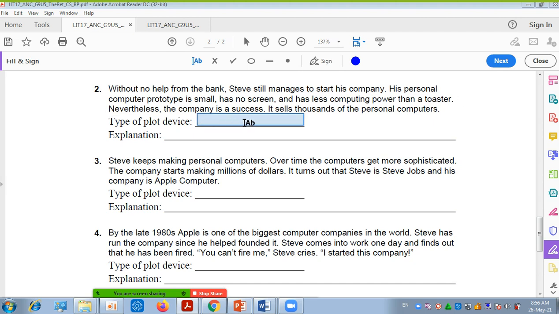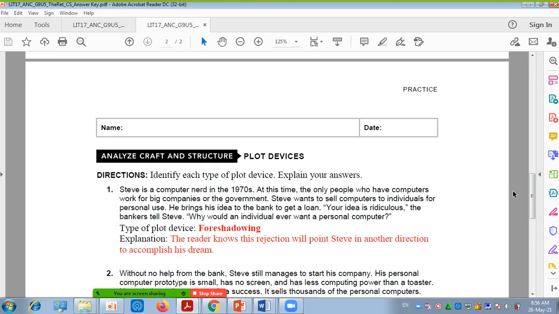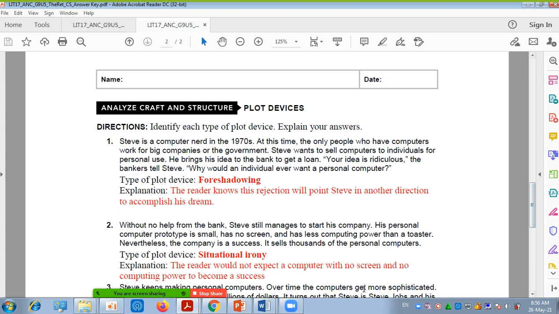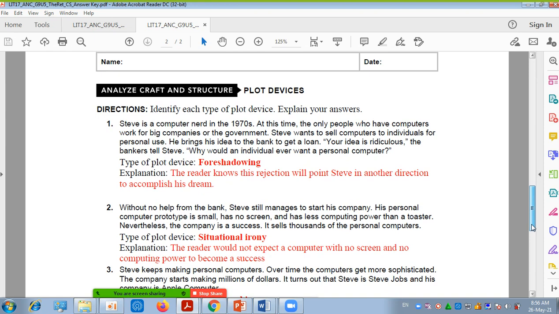Nevertheless, on the other side, the company is a success. It sells thousands of the personal computers. So this is unexpected for us, because when he said that this prototype was small, had no screen, and had less power, I expected that it would not succeed. But actually, this company succeeded, and not only this, it also sells thousands of the personal computers. So here we have situational irony, because the reader would not expect a computer with no screen, with no computing power to become a success like this.